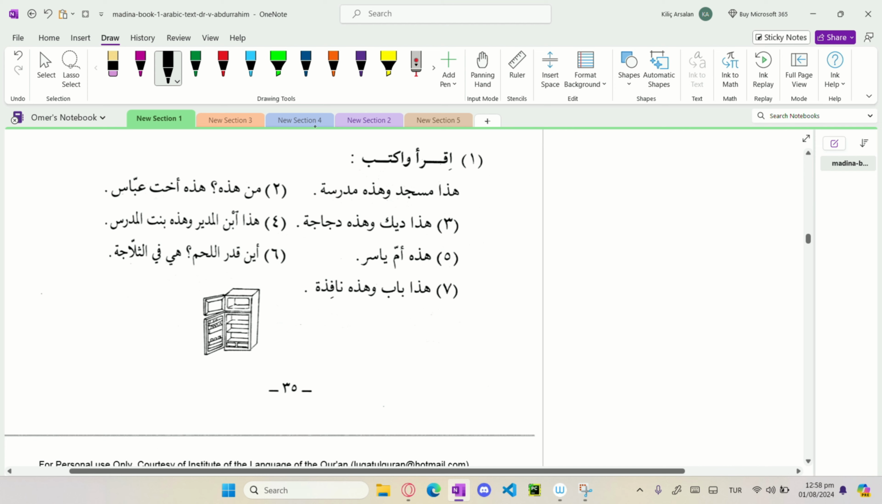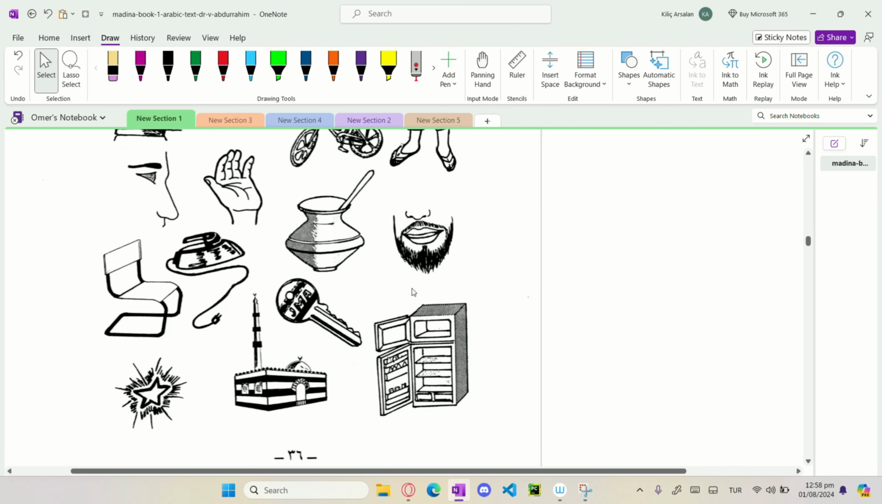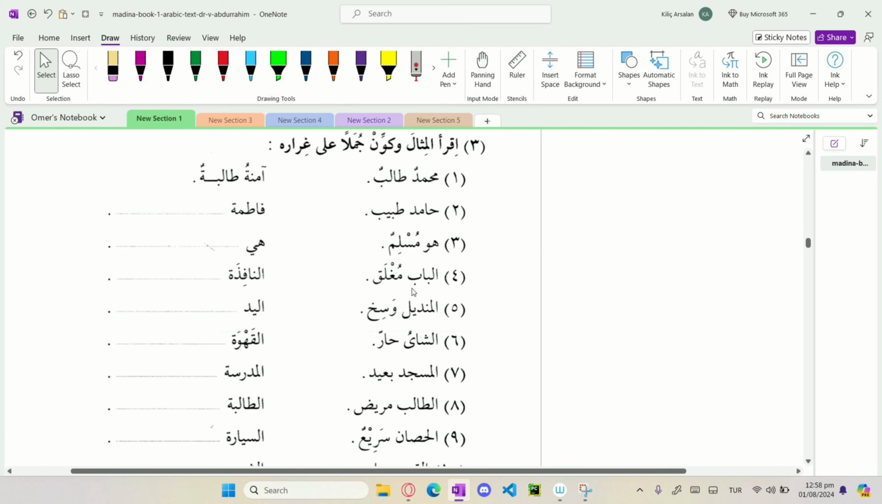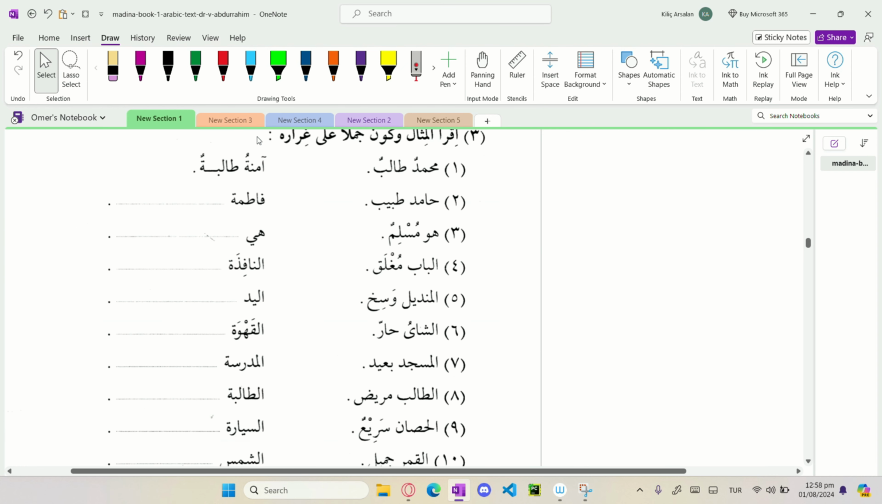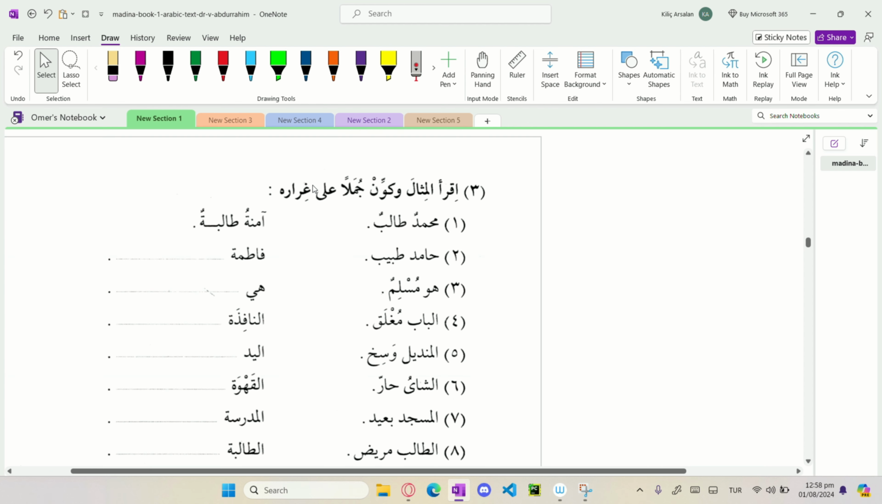اقرأ واكتب. These are the tamarin or the exercises, and it contains the اقرأ المثال وكوّن جملا على غراره, which means read the example and then form a sentence on its pattern.